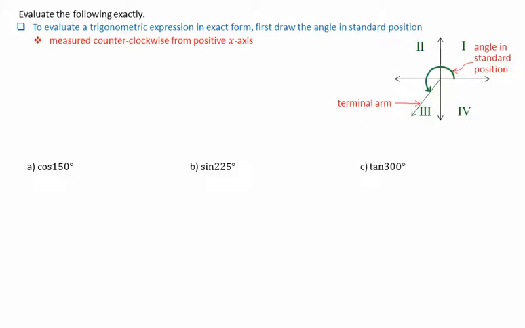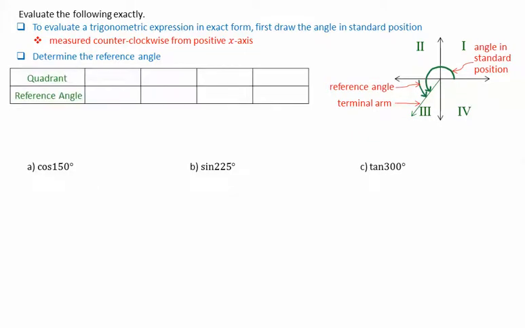Here we have a terminal arm in the third quadrant. Note the angle in standard position measured from the positive x-axis going counterclockwise until obtaining the terminal arm. Then determine the reference angle. Recall that the reference angle will be the acute angle measured from the x-axis.